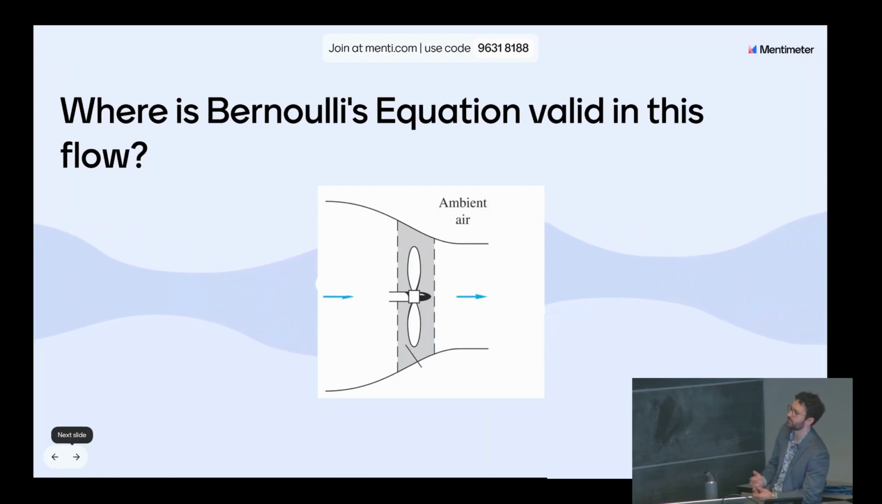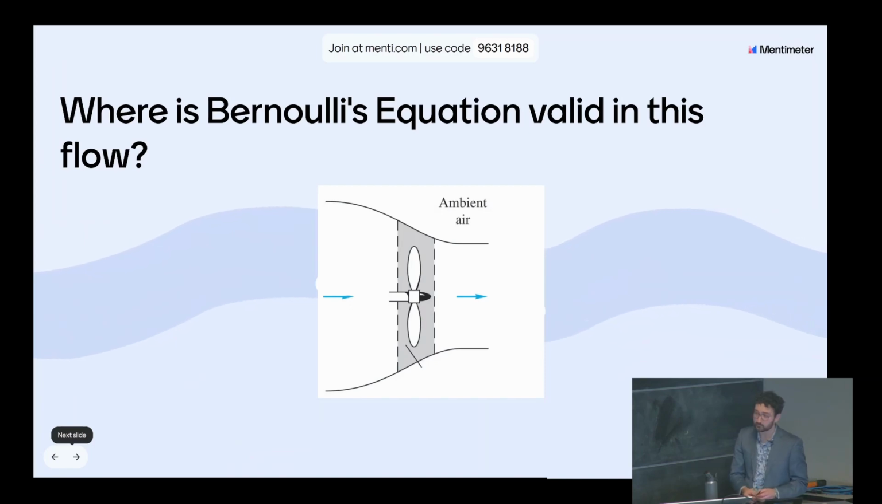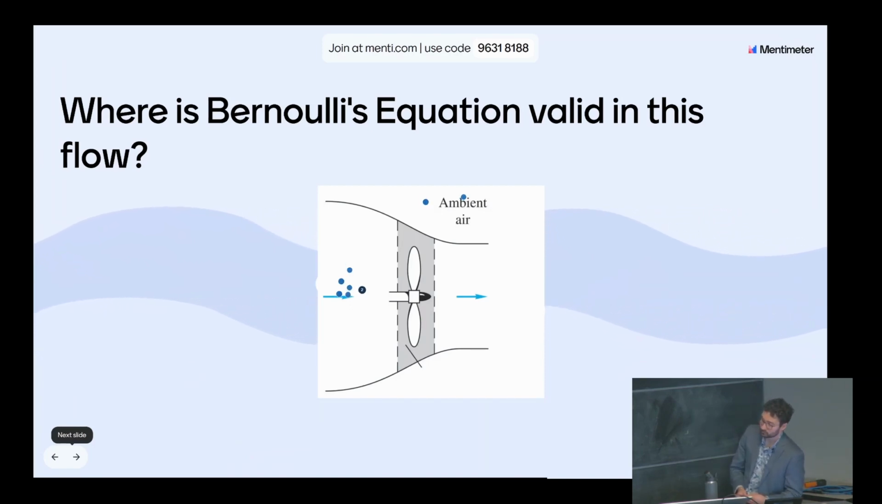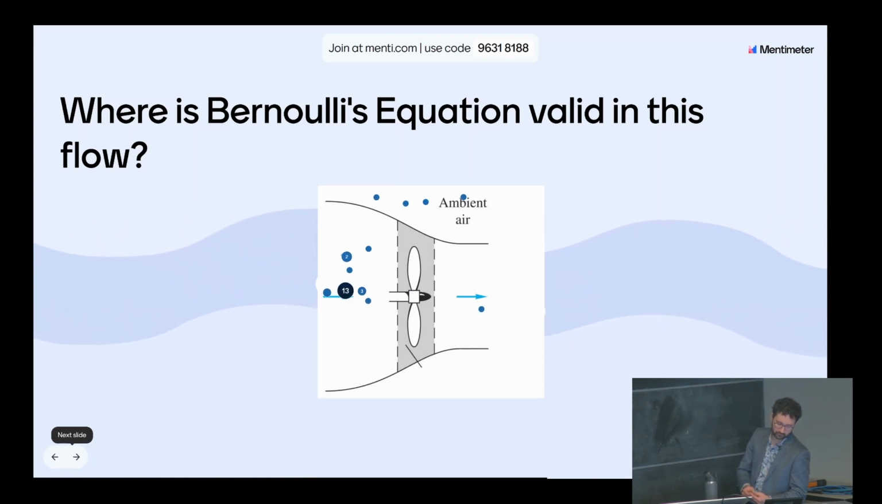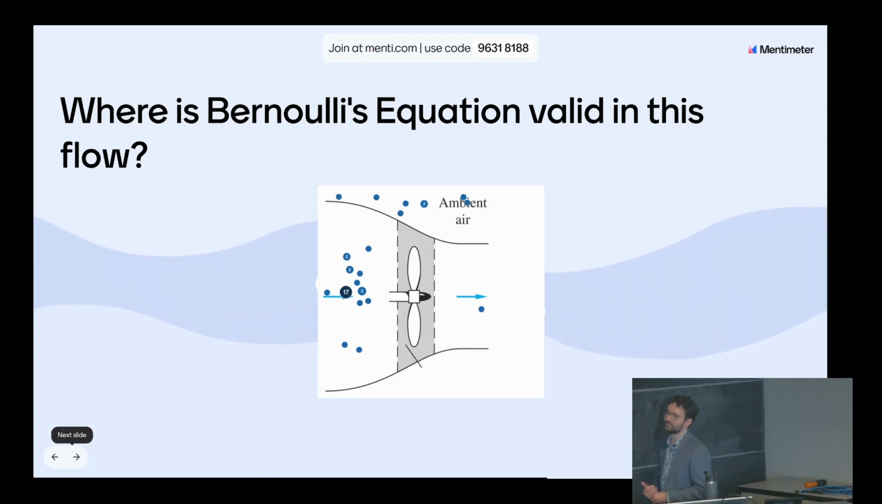Maybe here is a good one. Yeah, I agree with basically all these. The important thing to notice is that it's not valid where the fan is. That's because of many issues. It's probably quite unsteady, with lots of mixing. The fan is also a source of external work.